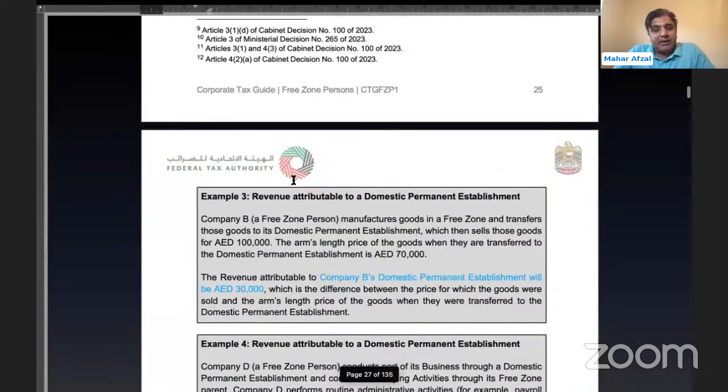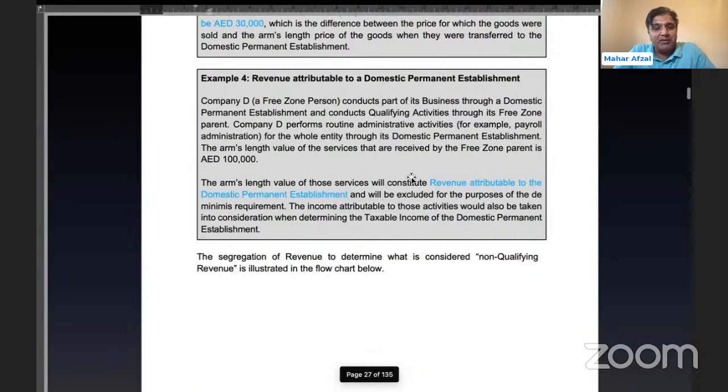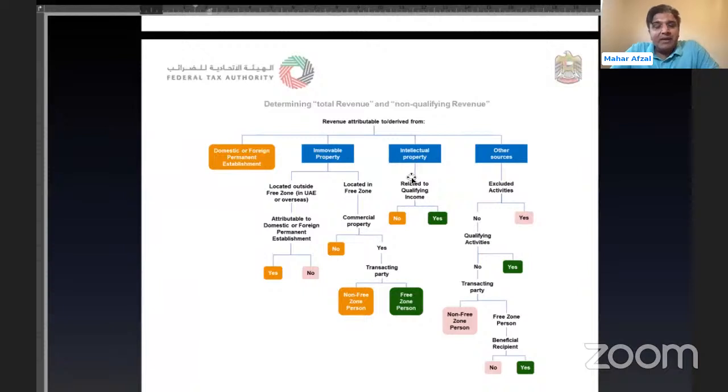De minimis criteria, this is a very basic example. You can go through this basically. Attributable, how much is attributable to the domestic P, how much is attributable to the local P. In this table, I have basically translated almost the same thing on a different slide. I've already shown it to you.